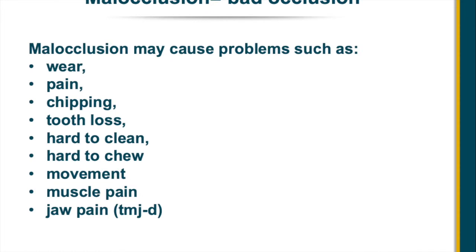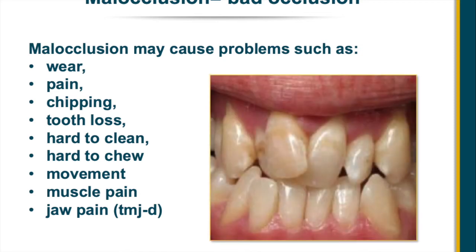So sometimes they'll come together in many different ways. Malocclusion is a word that you'll hear. Malocclusion equals bad occlusion. Malocclusion may cause problems such as wear on the teeth. They can cause teeth to really hurt a lot. The teeth can be chipped. It can eventually cause tooth loss. It can make things hard to chew, make teeth very hard to clean. It can restrict movements and cause muscle pain and cause jaw pain. So there's lots of issues with malocclusion.